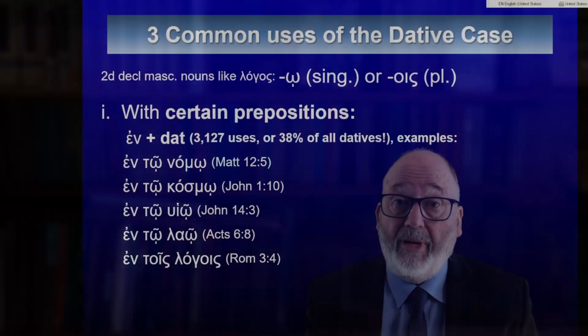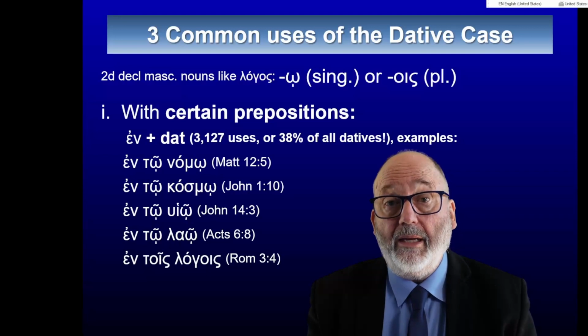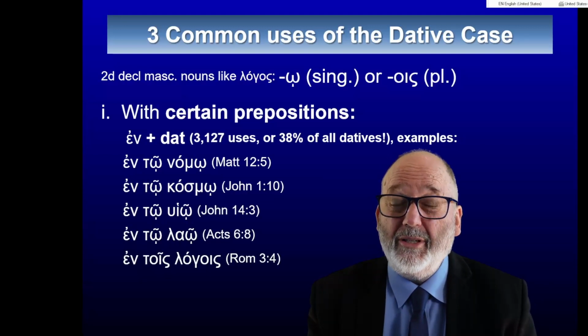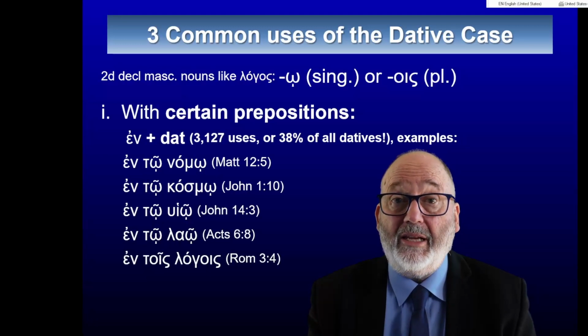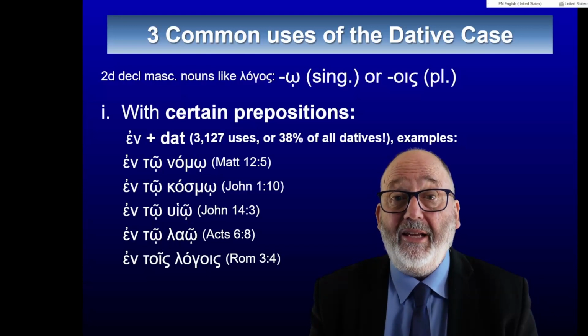On second declension masculine nouns like logos, the dative case singular is indicated with an omega with an iota subscript. The iota subscript is a bit of a clue that we've got a dative case in second declension nouns and even first declension nouns. In the plural, it has the ending ois.